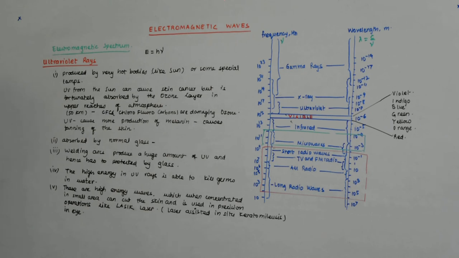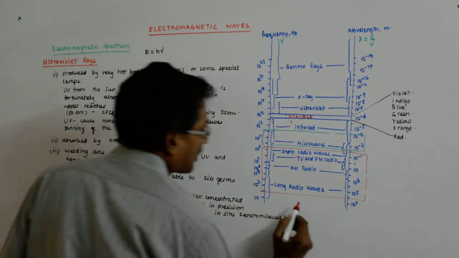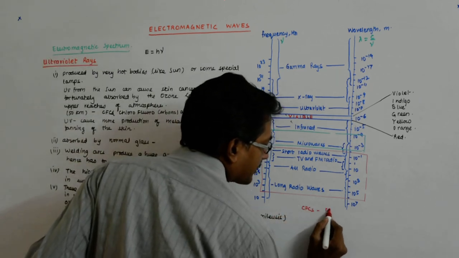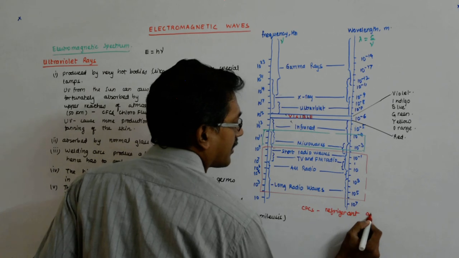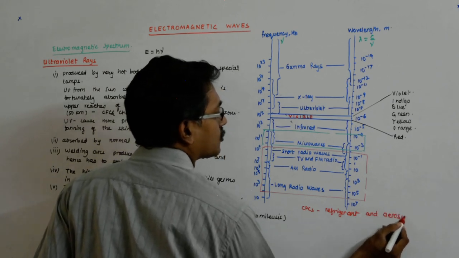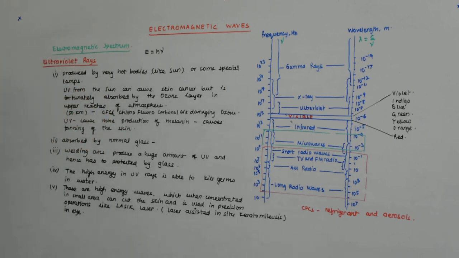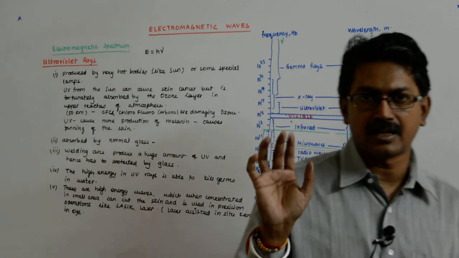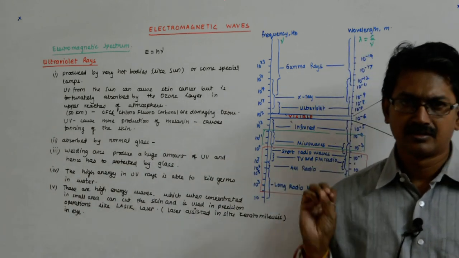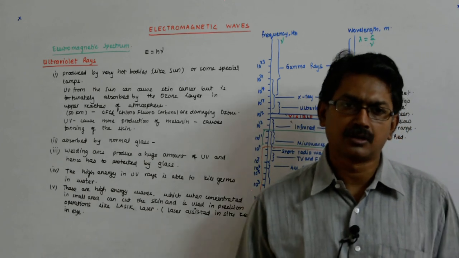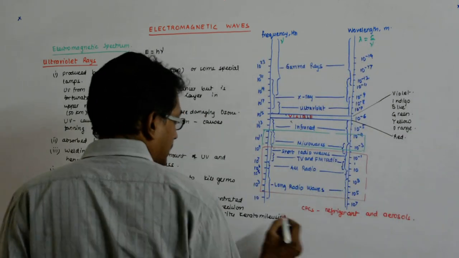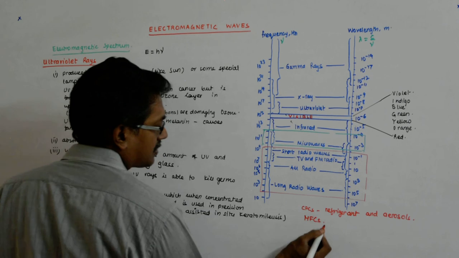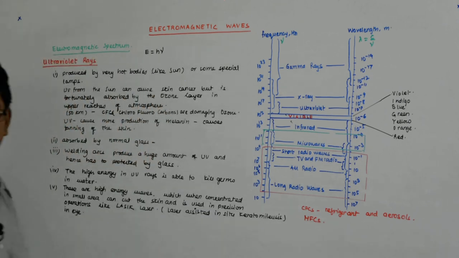And where are these CFCs used? Fridge. They are in refrigerants, right? So CFCs are used in refrigerants and aerosols, okay? The canisters where it is pressurized so that the moment you press it, as in deodorants, the liquid comes out. So that aerosol, that gas which does that, has got CFCs. So we are now trying to replace it with HFCs. Okay, that is hydrofluorocarbons. Fine.